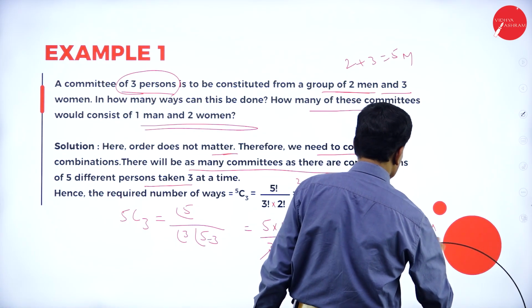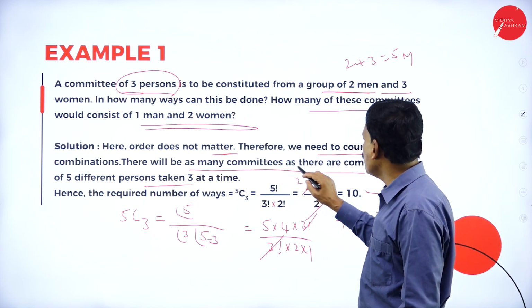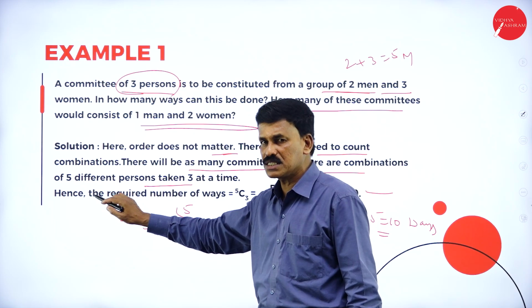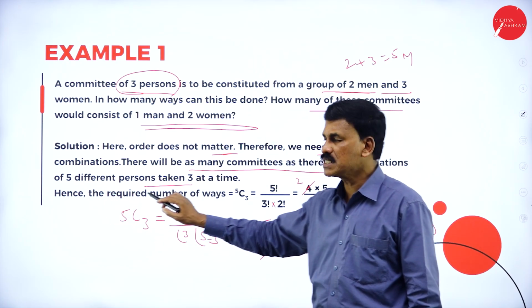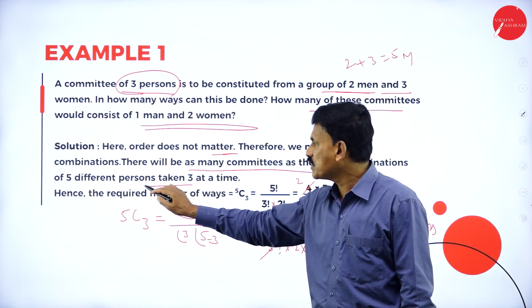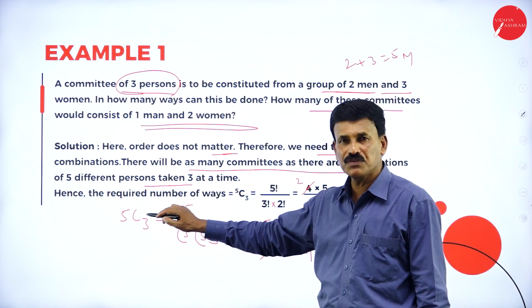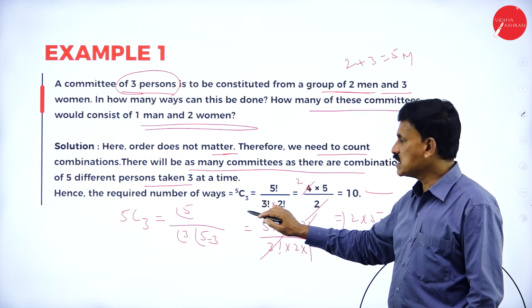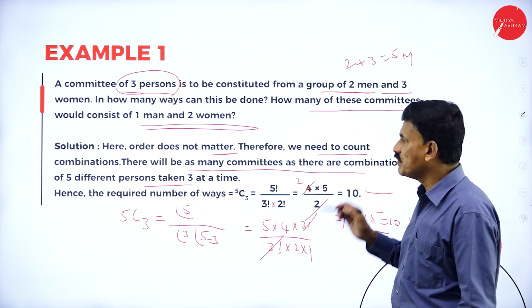The first part, see here, there will be as many committees as there are combinations of 5 different persons. So 5 different persons can be taken 3 at a time. Therefore the required number of ways is 5C3. 5C3 is equal to 10 ways.